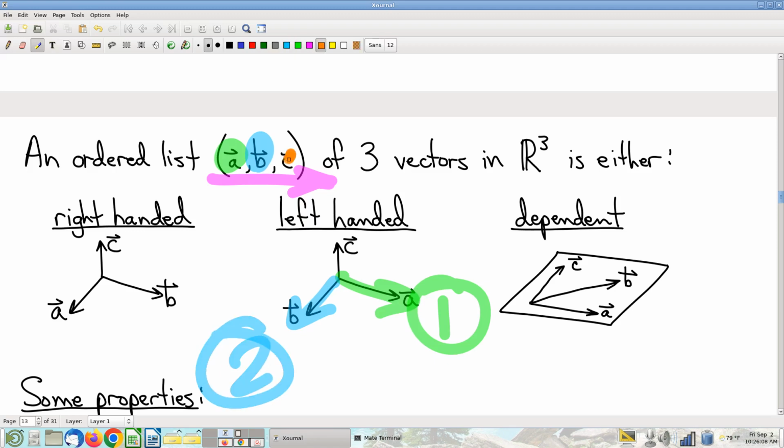C is third. And now let's play the game and see if I can make this a right-handed list. You can read, of course, and see that it's not going to work. But let's follow the rules.